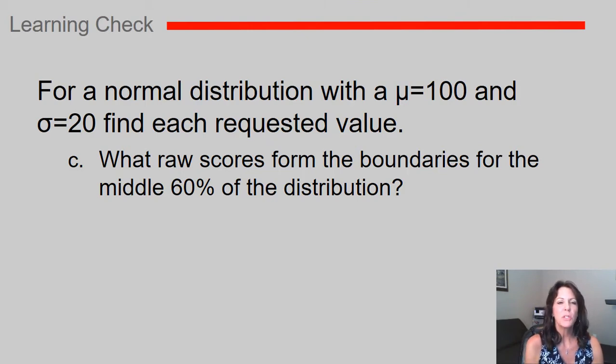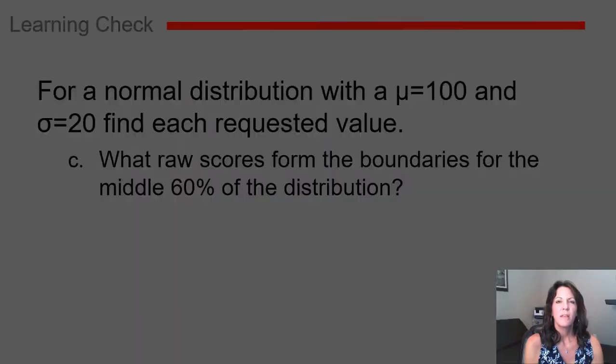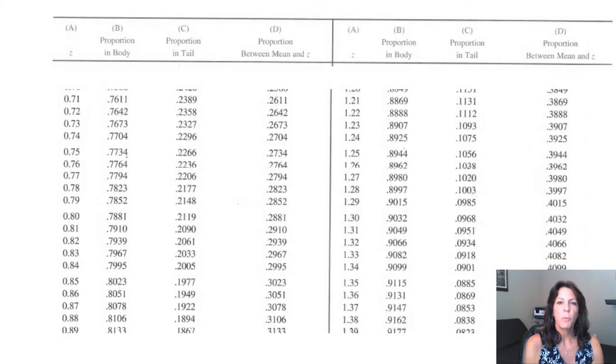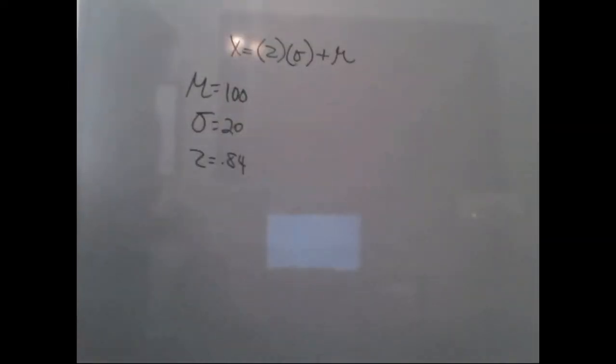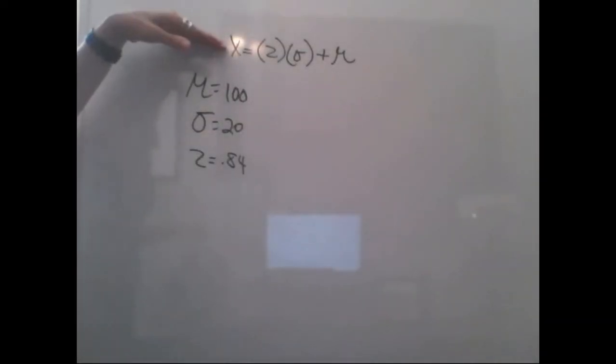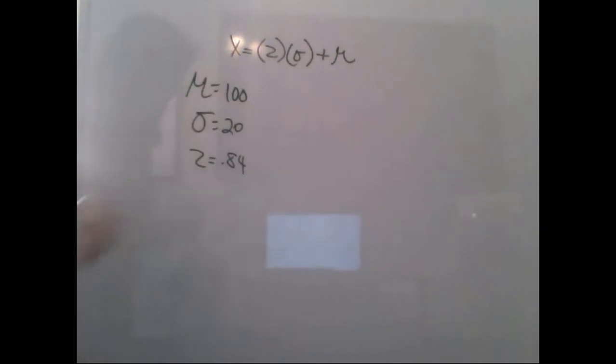So what we're going to do is look for which column? We're going to look for the proportion between the mean and z, something close to 0.30. We come up with 0.2995. And that equates to a z-score of 0.84. So what we're going to do now is plug this 0.84 into the formula in a couple of different ways. For this last one, we're just going to use the handy formula because we're going to be doing a couple of different things, and I want to keep it as simple as possible. You could still use algebra with this, but let's just make it simple.